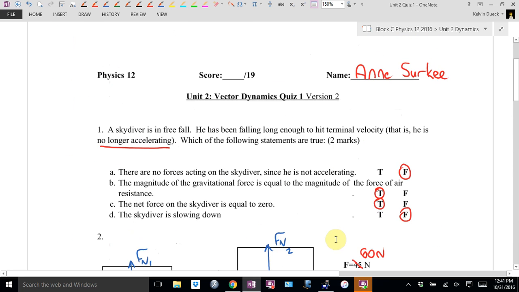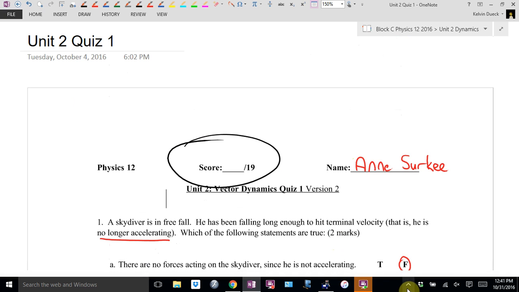Can you give yourself a lovely score out of 19? And now is the chance to come lawyer with me.